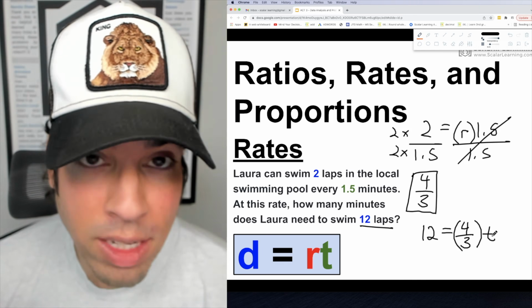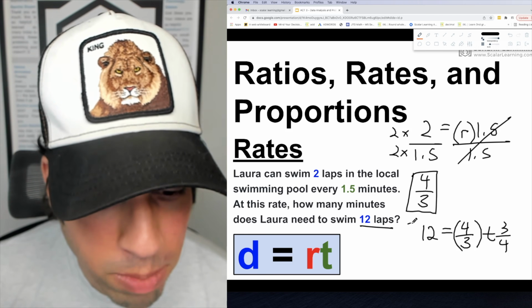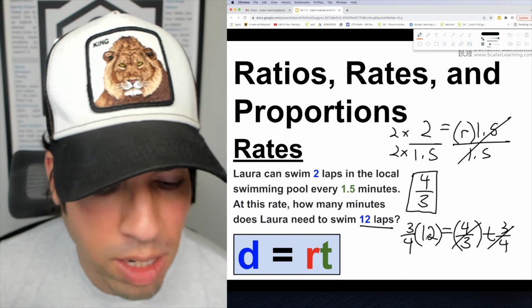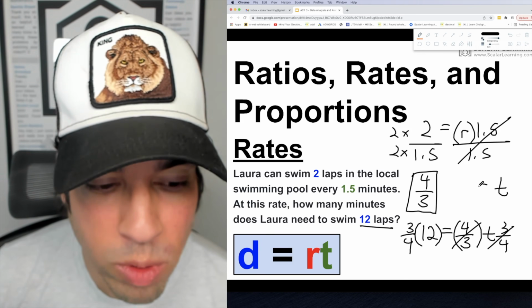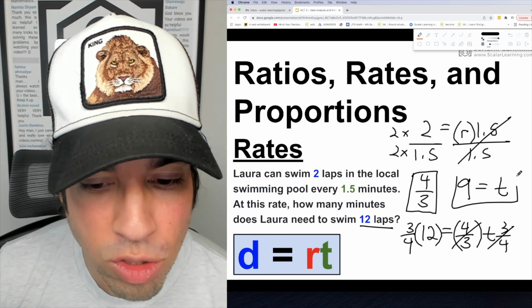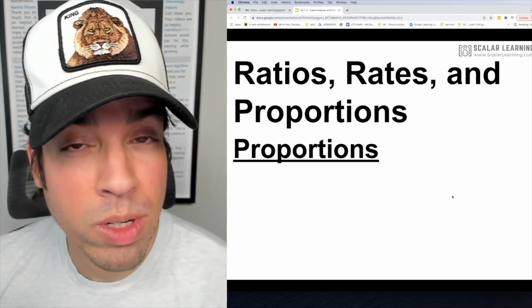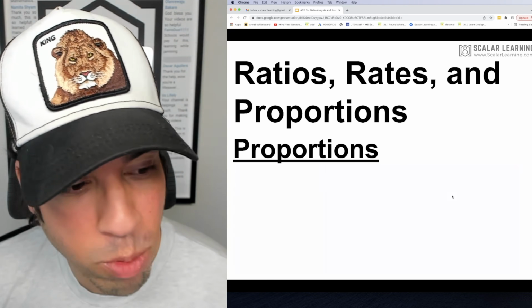And now to solve this, again, is variable isolation. To get rid of the 4/3, I multiply both sides by 3/4, multiply both sides by 3/4, boom, boom, cancel, cancel. 3/4 times 12, or 3/4 of 12, is 9. So it would take 9 minutes to swim 12 laps. Next, we're going to talk about proportions. And again, proportions are another way to solve these types of problems, and it's really, really effective. I love proportions. So check this out.